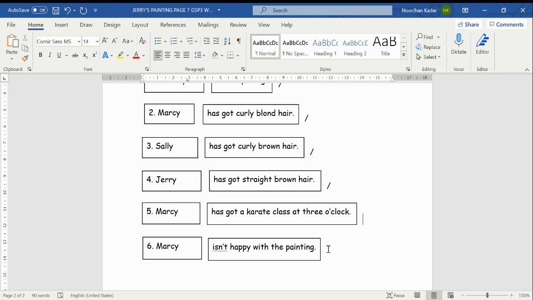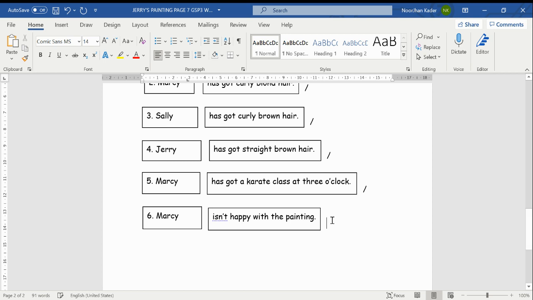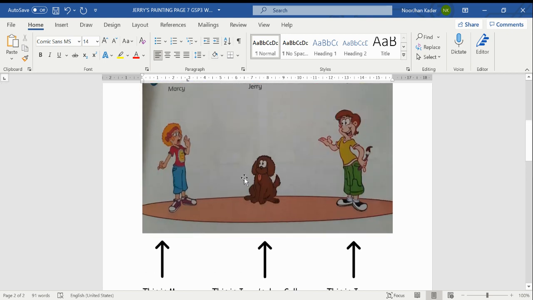Her face just turns sour, you know. Then she looks angry and also shocked, surprised, because she didn't expect Jerry to do this. She didn't expect Jerry to play a trick on her. Okay, so this one is correct. Marcy has got a karate class at 3 o'clock. So this is correct. Okay, bravo. Congrats to you. So this one is the last one. Marcy isn't happy with the painting as we saw in this picture. So this is actually the conclusion.